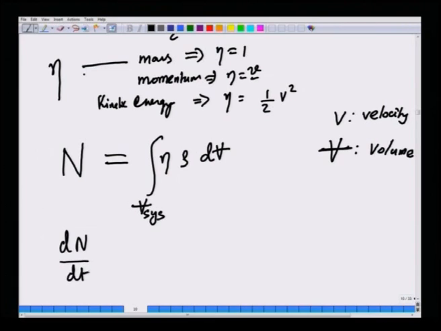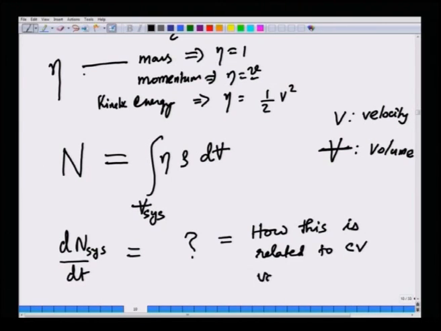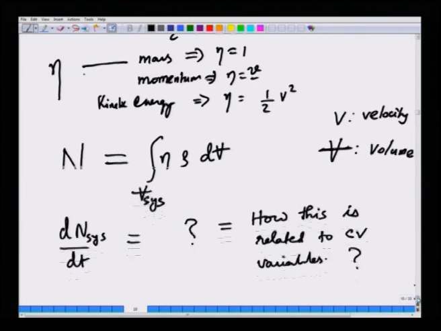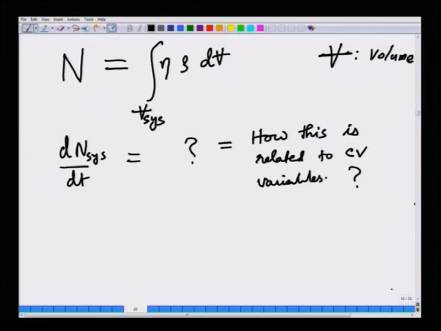dN by dt of the system, and how this is related to CV variables. That is the net outcome of the Reynolds transport theorem.